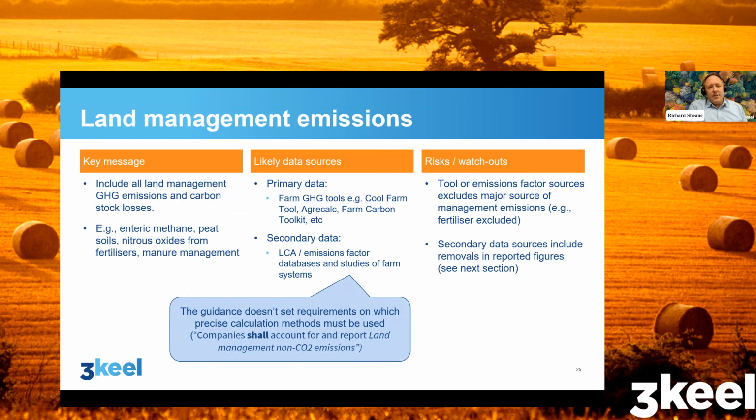The land emissions are the ones which are enteric methane, peat soils, and nitrous oxides from fertilizers, with similar likely data sources, primary and secondary. The key risks or watch-outs here are if you start using a tool to do your land management emissions and it has a major gap, like it doesn't include fertilizer use emissions from nitrous oxides. I mean, that's unlikely, if I'm honest. I think this section is going to be reasonably well covered by all the tools and data sets, because these are the core non-CO2 agricultural gases that people have been modeling for a long time, such as enteric methane from livestock.